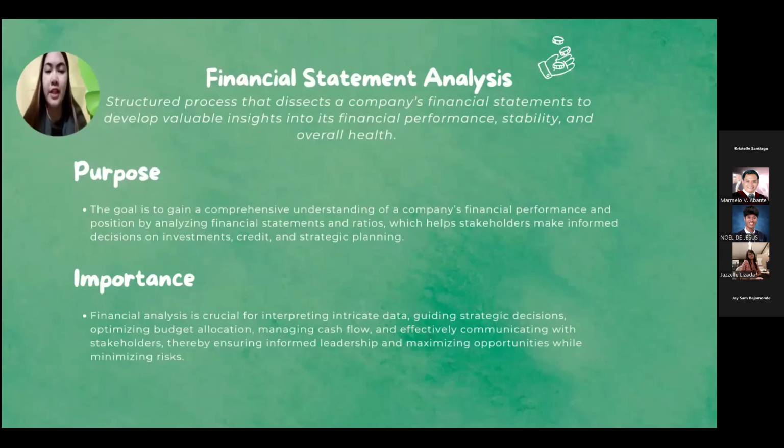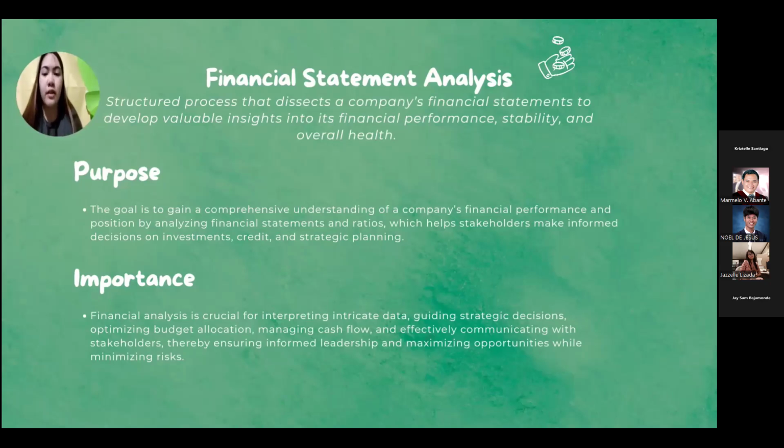Okay, so let's start first with financial statement analysis. It is a structured process that dissects a company's financial statements to develop valuable insights into its financial performance, stability, and overall health. Basically, financial statement analysis is about reviewing or evaluating a company's financial documents like their balance sheet, income statement, and cash flows. This process helps the company assess their financial health, performance, and trends.